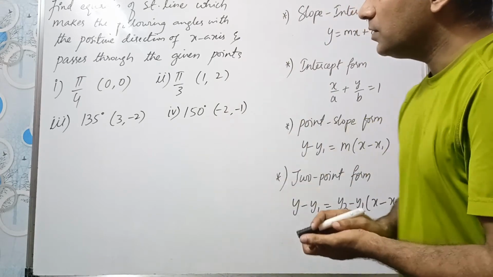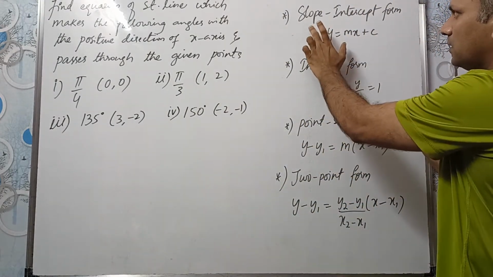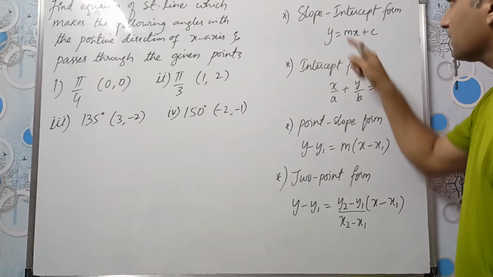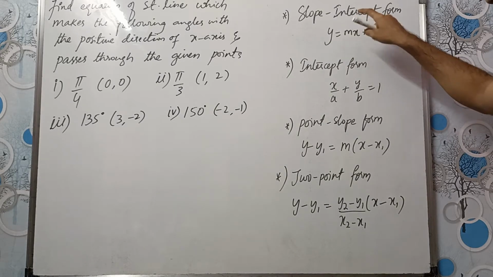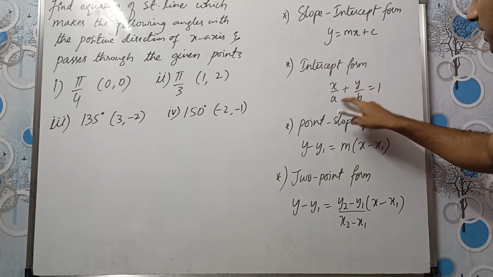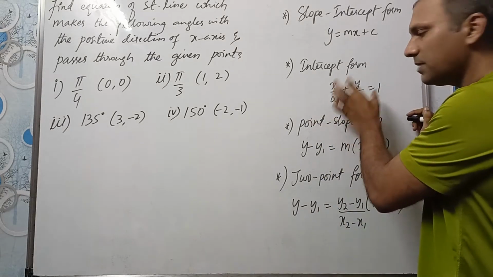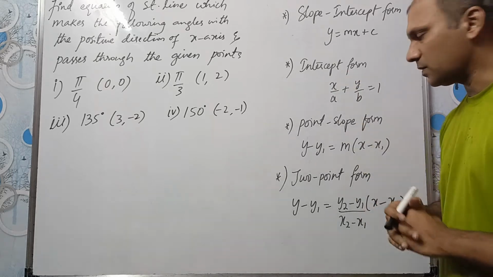In the second video of straight lines, we derived these four forms. Slope intercept form, which is y is equal to mx plus c, where m is the slope and c is the y-intercept. Intercept form, x by a plus y by b is equal to 1, where a is the x-intercept and b is the y-intercept. We have studied what intercepts are also in the second video.